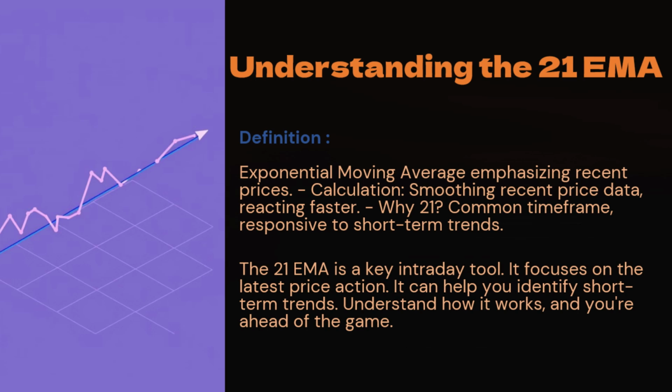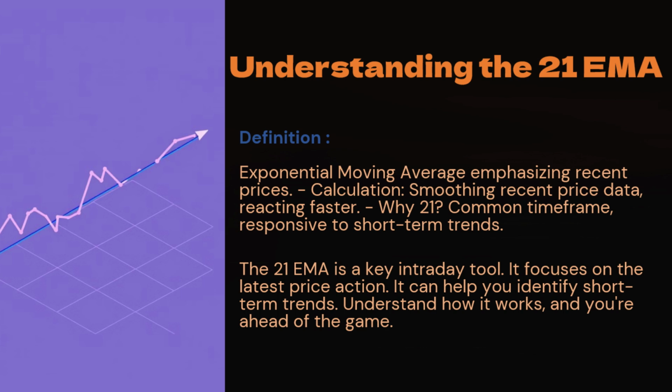Understanding the 21 EMA definition: an exponential moving average emphasizing recent prices. Calculation: smoothing recent price data, reacting faster. Why 21? It's a common time frame responsive to short-term trends.